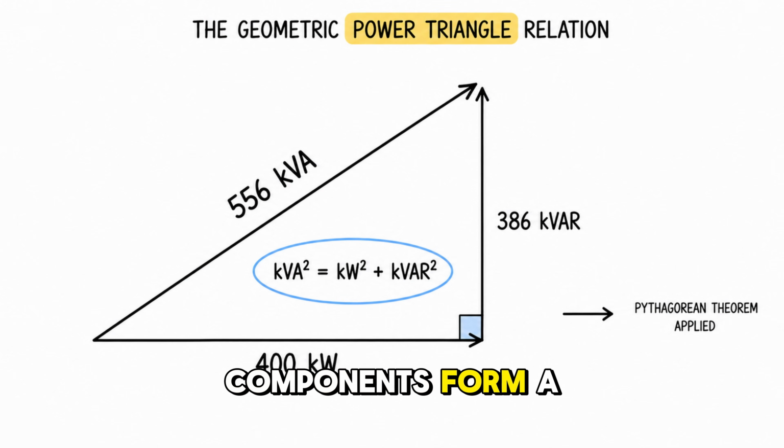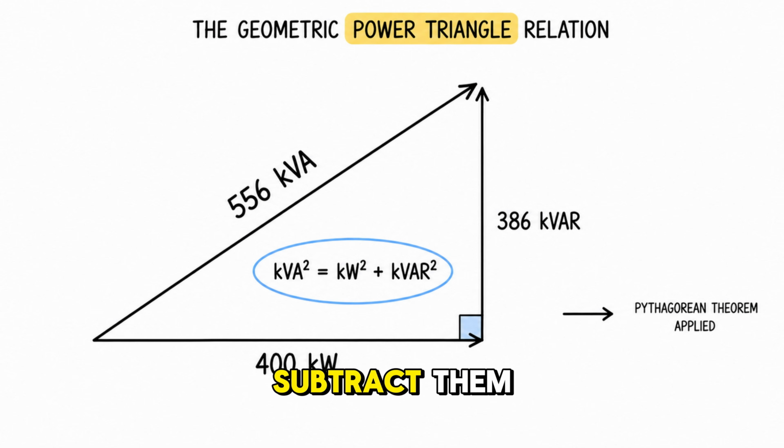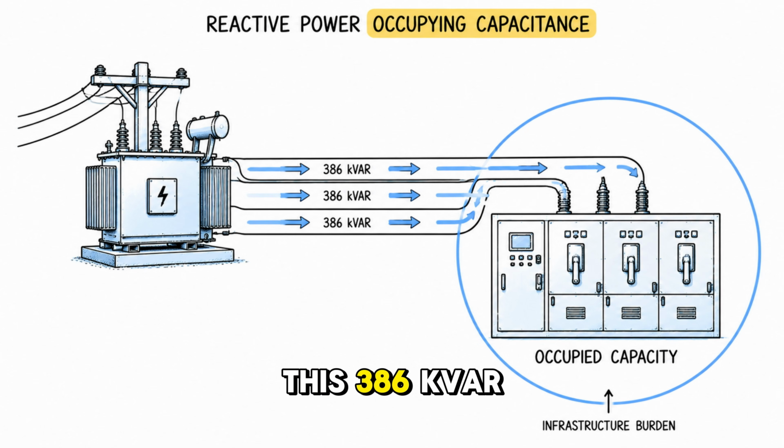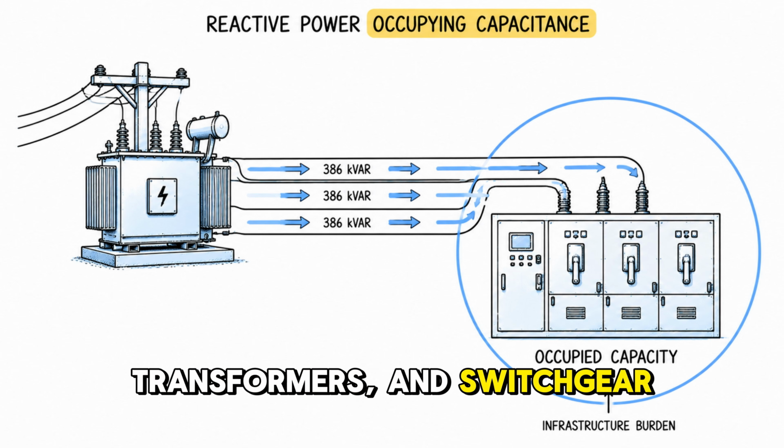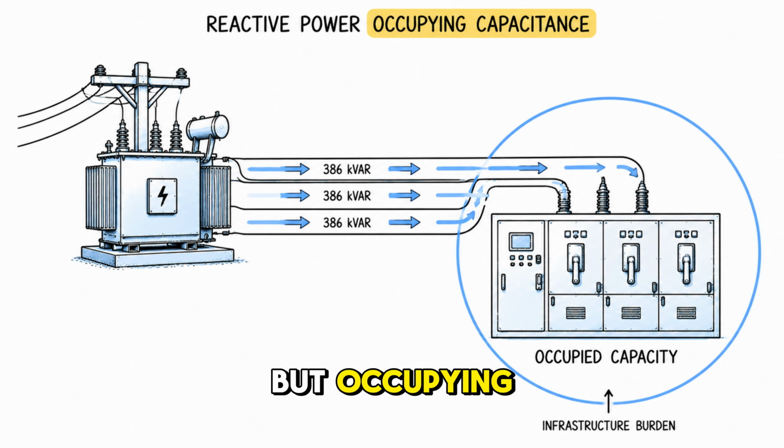Because these components form a right triangle, we cannot simply subtract them. Using the Pythagorean theorem, we find that the remaining reactive power is actually 386 kVAR. This 386 kVAR of reactive power is flowing through the utility's cables, transformers, and switchgear, doing nothing useful but occupying infrastructure the utility paid to build.